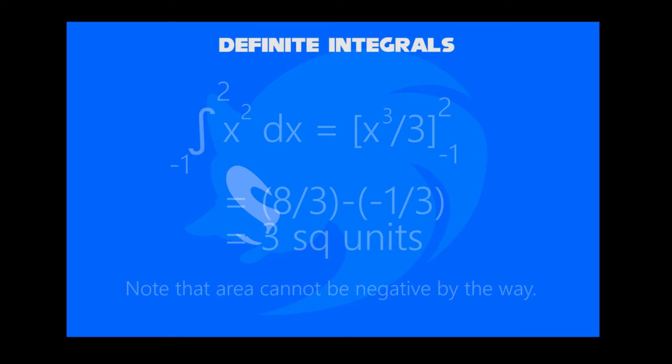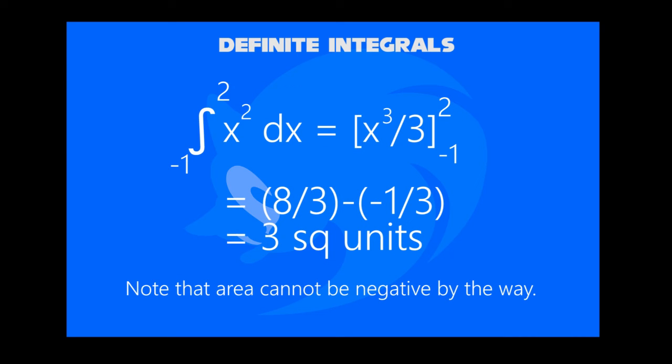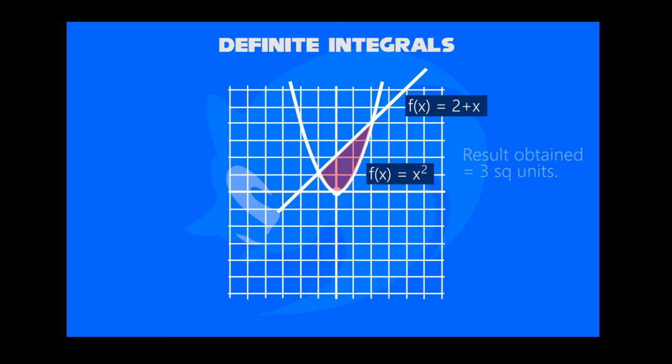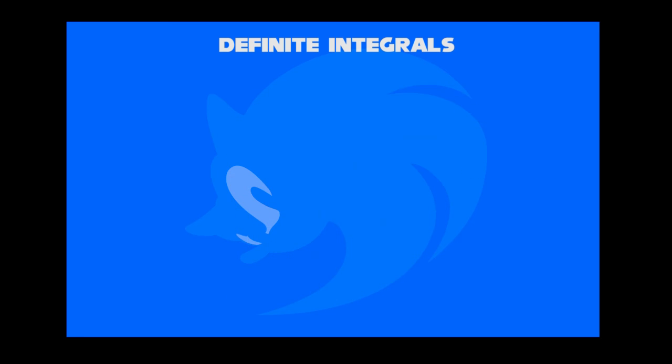So now we write the definite integral of x squared dx, ranging from minus 1 to 2. We can now write x cubed by 3, applying limits outside the parentheses, minus 1 to 2. Then all you have to do is subtract the value at minus 1 from the value at 2. On solving, we get 3 square units. You will notice that area cannot be negative. You will see a shaded portion, which is the area you have obtained.